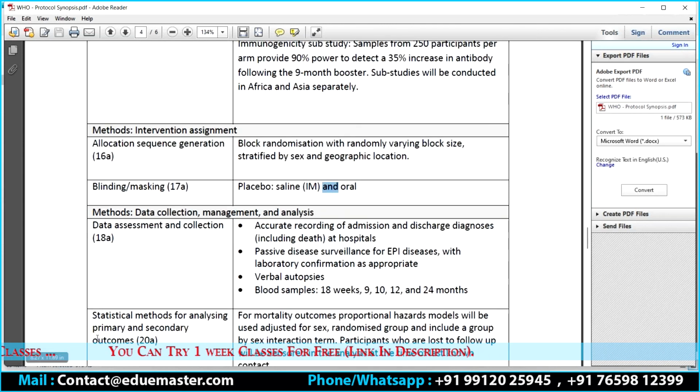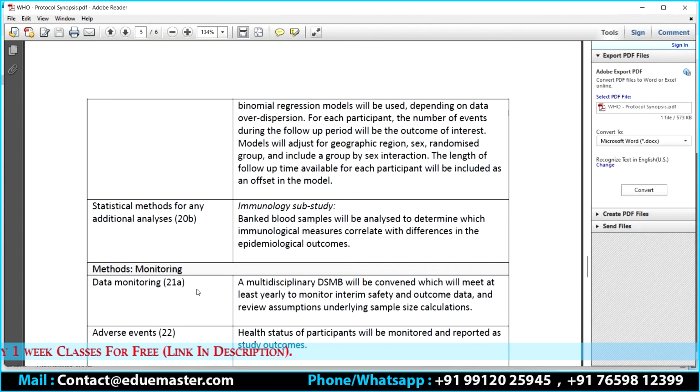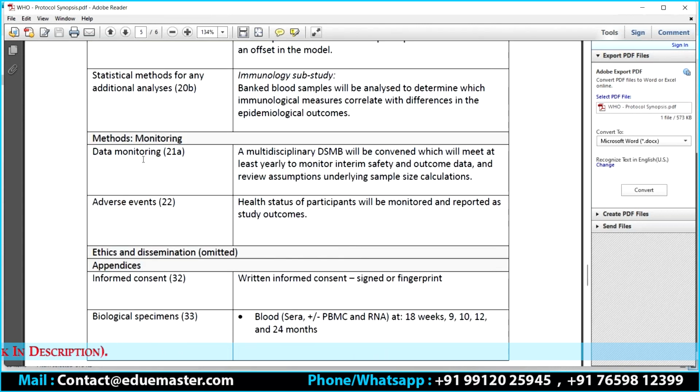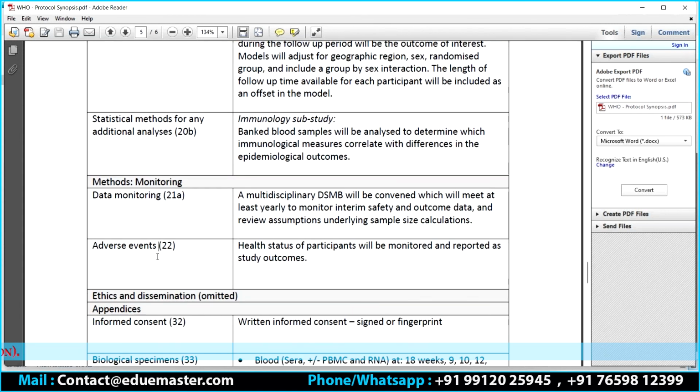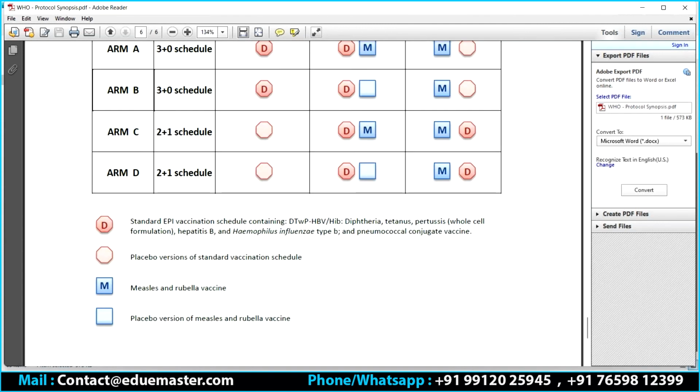So what kind of blinding is it going to be? How am I collecting the samples? Every piece of information must be entered. So there also we talked about the adverse events, right? Here you can see the adverse events. The adverse events is going to be: health status of participants will be monitored and reported as study outcomes, right?